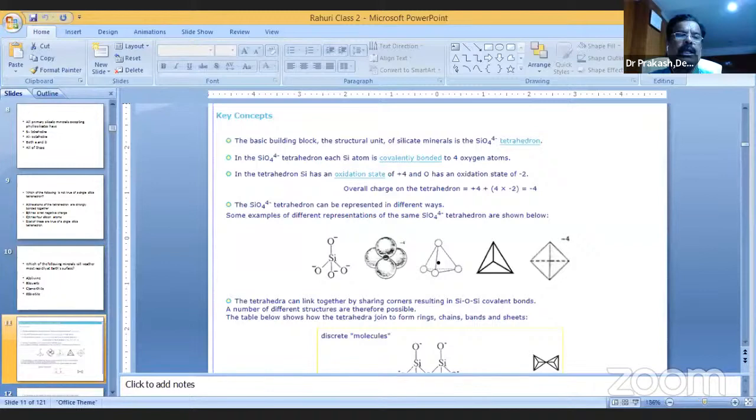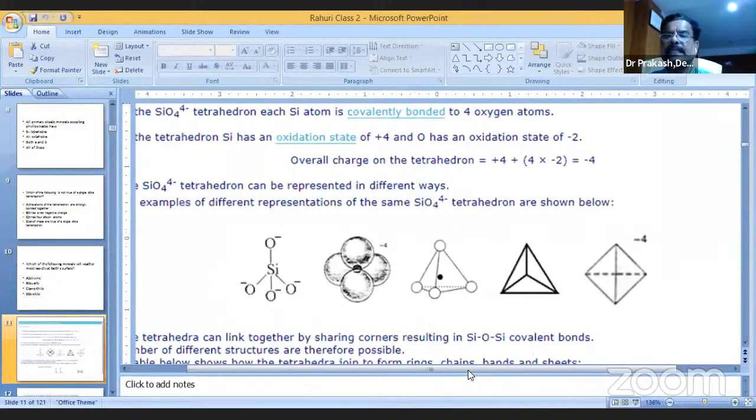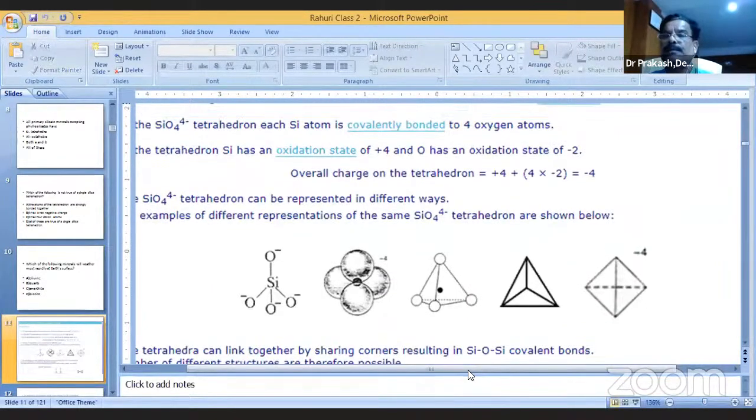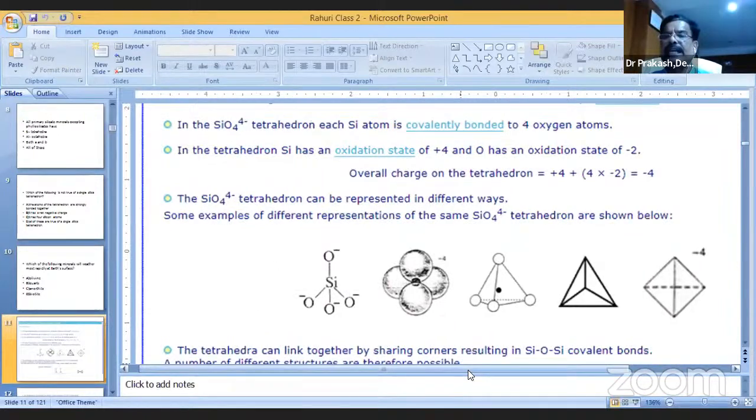Yes, SiO4 4 minus tetrahedron. Each silica atom is covalently bonded to 4 oxygen atoms. Okay, that is the basic thing. So in the tetrahedron, silicon has an oxidation state of +4. Remember oxidation state, it has got +4, that is tetravalent. And oxygen has an oxidation state of -2.